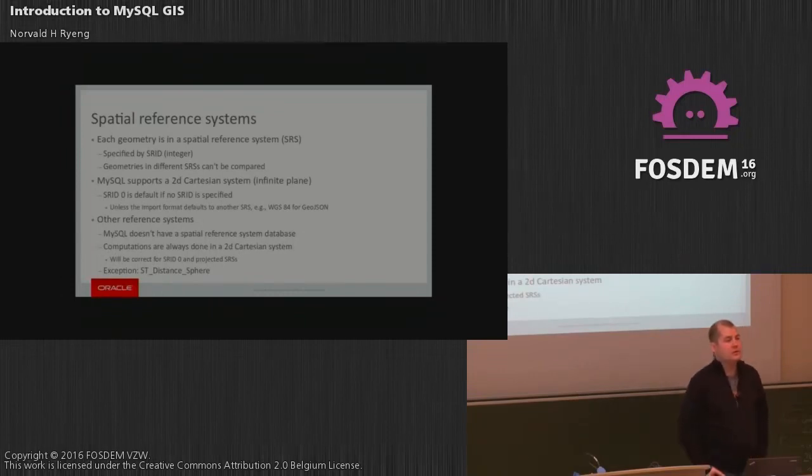We currently support only 2-dimensional Cartesian flat systems, so kind of an infinite plane. That is a shortcoming, but for many use cases it's good enough. And the major drawback with what we have today is we don't have a catalog of these systems. So we don't know which ones are flat and which ones are spherical or ellipsoidal.